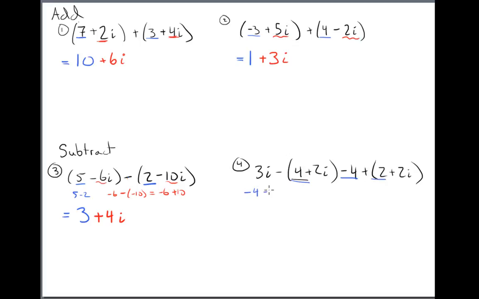Minus 4 plus 2. That's negative 8 plus 2. That's negative 6. Okay. I'm going to do the same thing with the imaginary parts. 3i minus 2i plus 2i. So that's 3 minus a positive 2 plus a positive 2. That's 3. So this is going to be plus 3i.